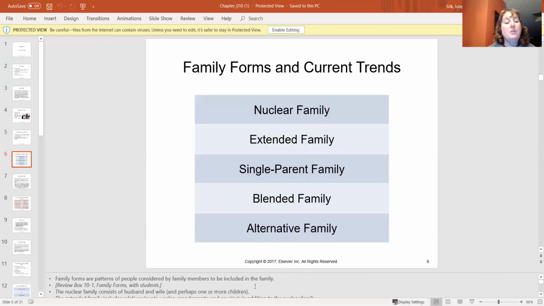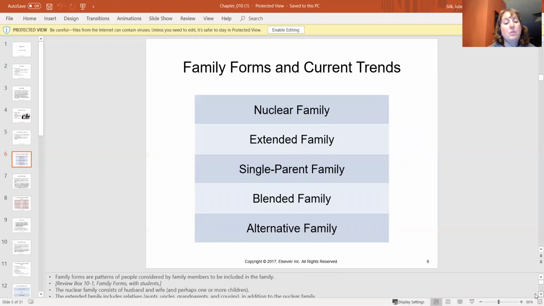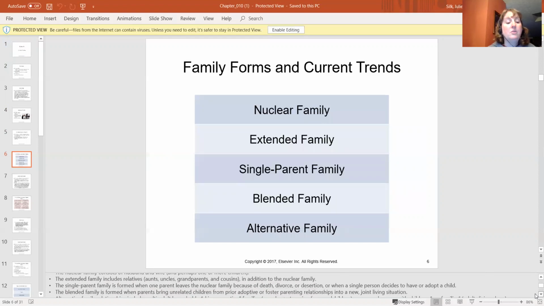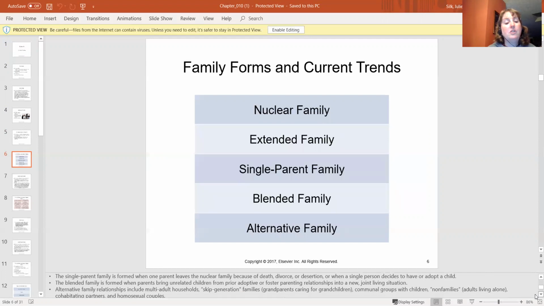Family forms are patterns of people considered by family members to be included in the family. The nuclear family consists of a husband and wife and perhaps one or more children. The extended family includes relatives, aunts, uncles, grandparents, cousins, in addition to the nuclear family. The single parent family is formed when one parent leaves the nuclear family because of death, divorce, or desertion, or a single person decides to have or adopt a child. The blended family is formed when parents bring unrelated children from a prior relationship into a new living situation.